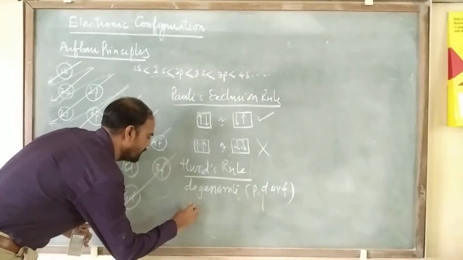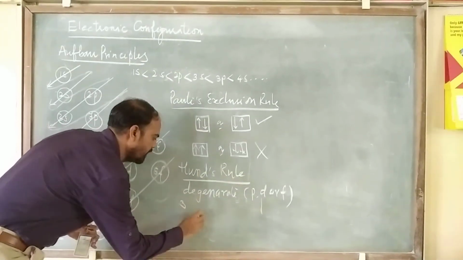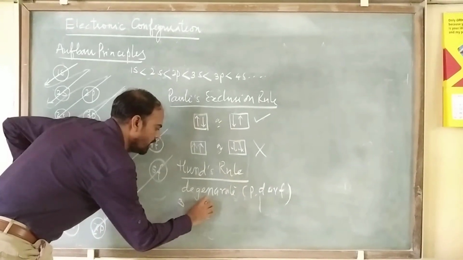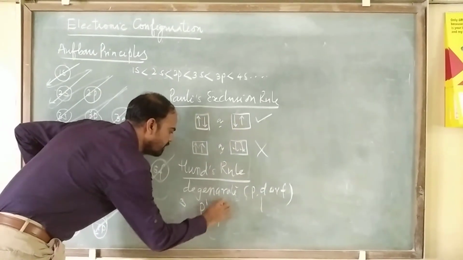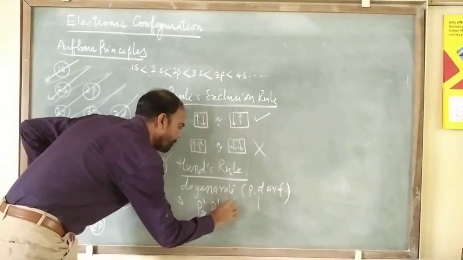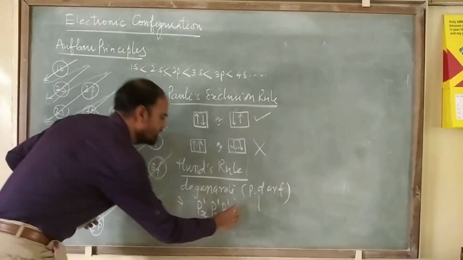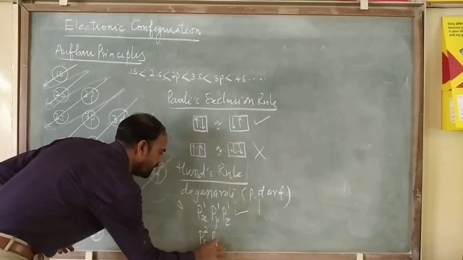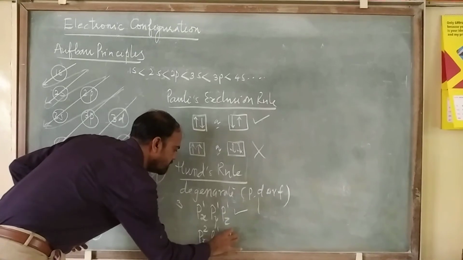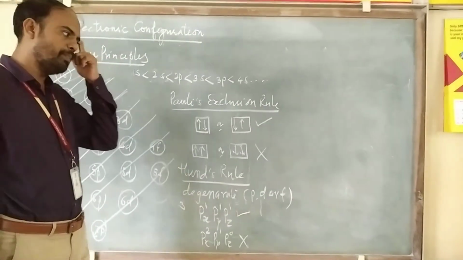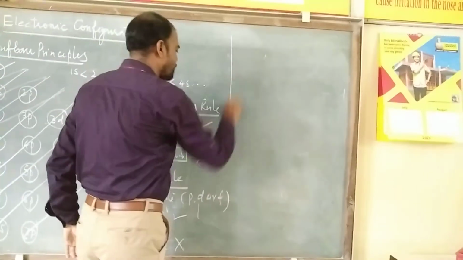For example, if we consider 3 electrons to fill in the p orbital, one electron should be filled in px, another in py, and the third in pz. This is the correct way. Suppose you fill px2, py1 and pz0; this is wrong according to Hund's rule of maximum multiplicity. Let us see some examples.